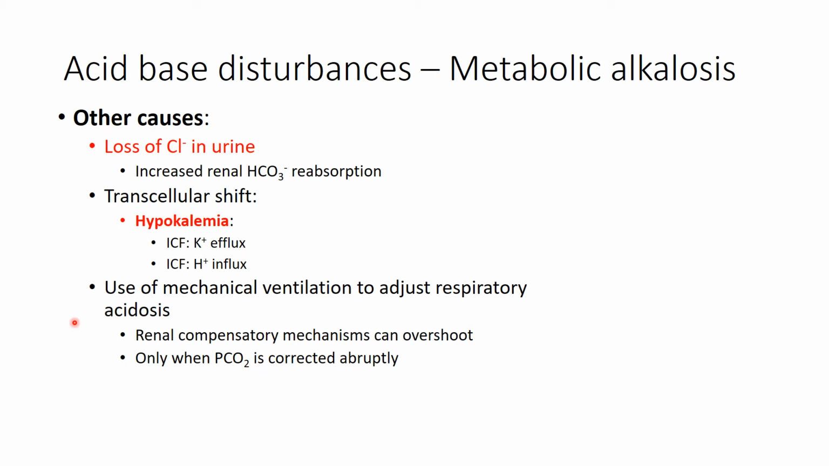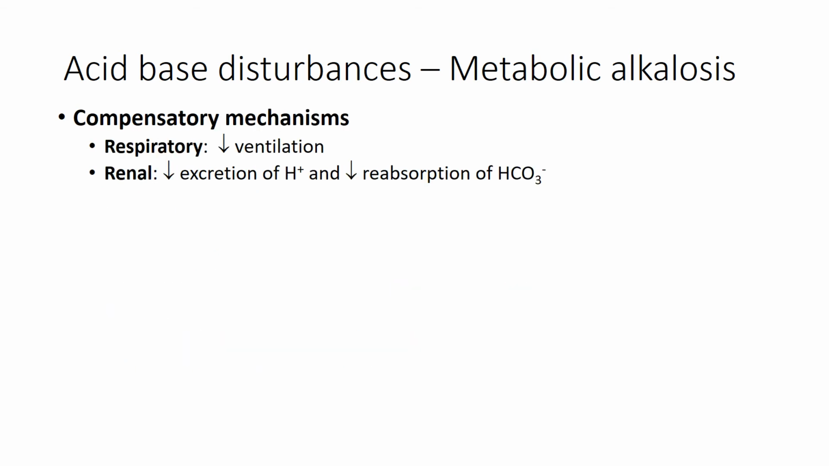Okay. We can see the use of medical devices, like artificial ventilation, if that corrects respiratory acidosis too quickly, if PCO2 is corrected too quickly, as is the case in mechanical ventilation, renal compensatory mechanisms that have been started can overshoot what the original problem was. And so here we have decreased ventilation, and over here we have decreased excretion of hydrogen and decreased reabsorption of bicarbonate, both of which would decrease the pH.